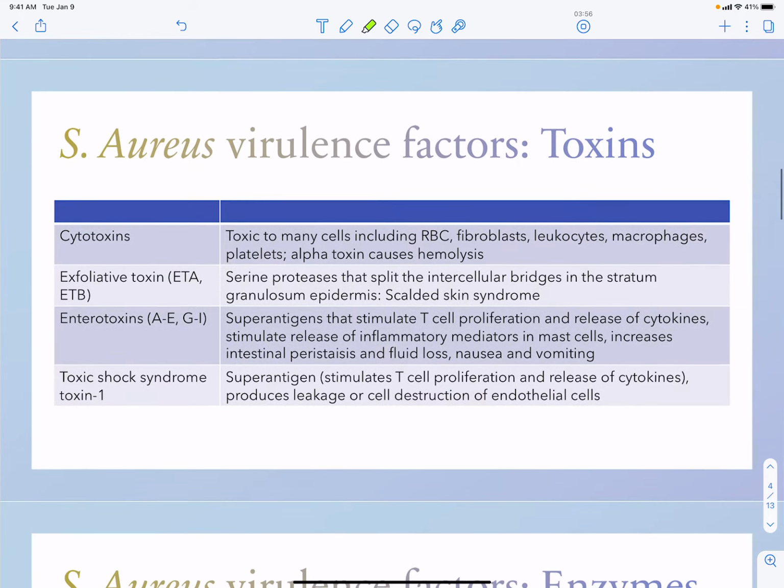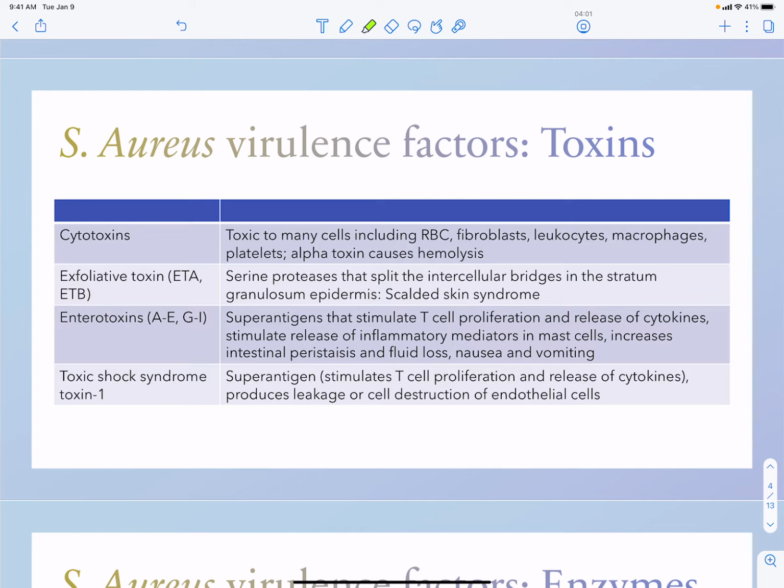And then Staph aureus has a series of toxins. So it has cytotoxins, which are going to be toxic to many cells and cause hemolysis. And of course, bacteria like to cause hemolysis because then that releases a lot of nutrients that they can use. It also has something called an exfoliative toxin, and it has two of those, ETA and ETB. These are serine proteases, meaning it has a serine in its active site, and they're going to split intracellular bridges in your epidermis. And this is going to be an important mechanism for a disease called scalded skin syndrome.